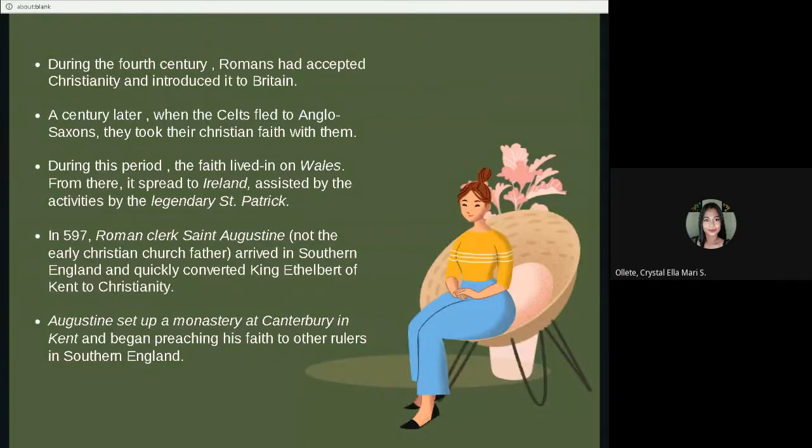So this St. Patrick had been captured into slavery in Ireland. And following his escape and later consecration as bishop, he then returned to the Isle to bring the gospel.